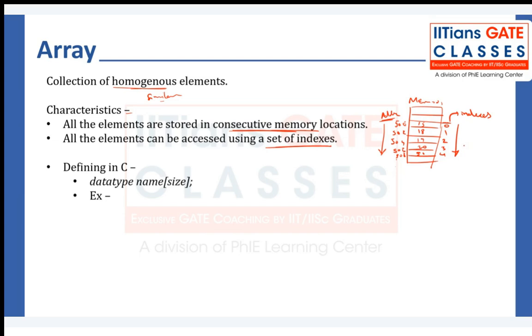How do we define an array? The syntax goes like data type, array name, and size. An example would be int a[5]. This is your data type, this is your array name, and this is your size. So suppose it's the array a that we have defined here.